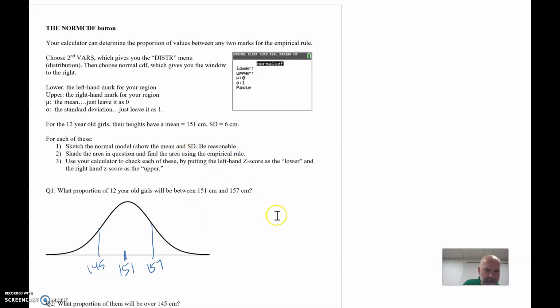Okay, what are we doing? We're doing 150 to 157. Finding that area right there. And it says shade the area. This is actually important. I want you to shade it, literally.